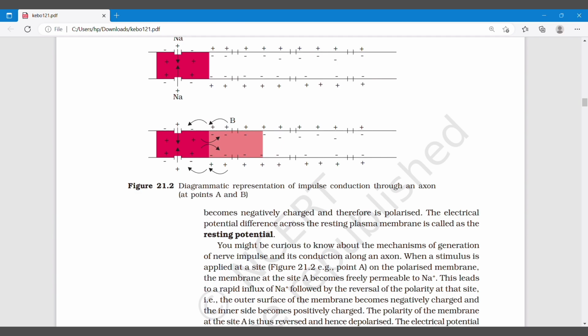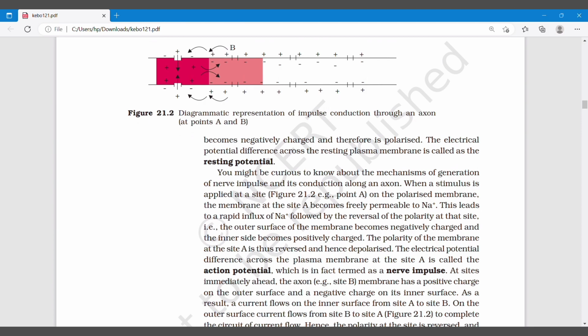You might be curious to know about the mechanism of generation of nerve impulses and its conduction along the axon. When a stimulus is applied at the site that is given in figure 21.2, that is point A, on the polarized membrane, the membrane at site A becomes freely permeable to Na plus. This leads to a rapid influx of Na plus, followed by the reversal of the polarity at that site. That is, the outer surface of the membrane becomes negatively charged and the inner side becomes positively charged. The polarity of the membrane at site A is thus reversed and hence depolarized. The electrical potential difference across the plasma membrane at site A is called the action potential, which is in fact termed a nerve impulse.